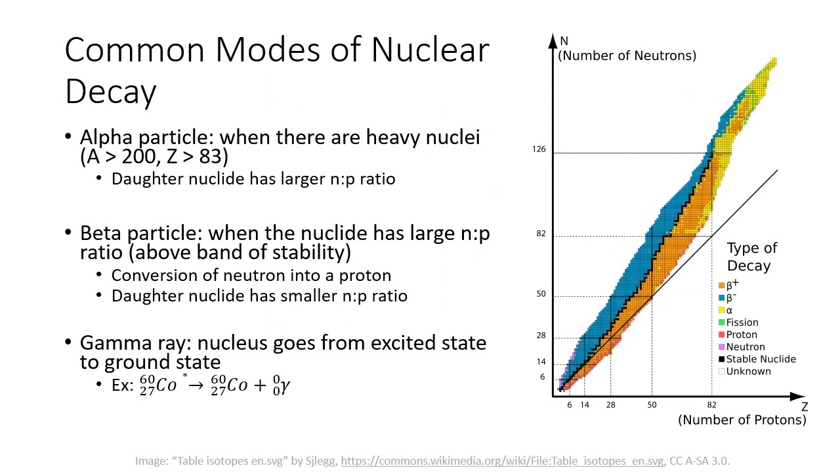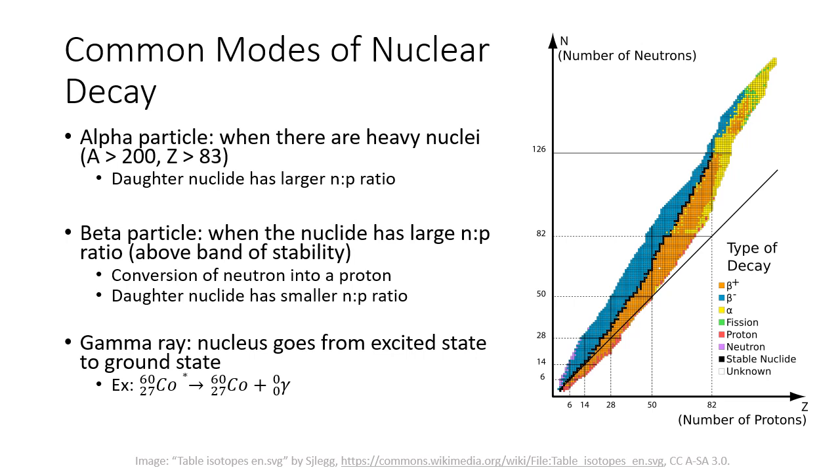As previously stated, the most common modes of nuclear decay are alpha, beta, and gamma radiation. These are intentionally named after the first 3 letters of the Greek alphabet, as they were named in their order of discovery. Alpha particles tend to be emitted from heavy nuclei when A is greater than 200 and Z is greater than 83. The daughter nuclide has a larger neutron to proton ratio than what you started with.